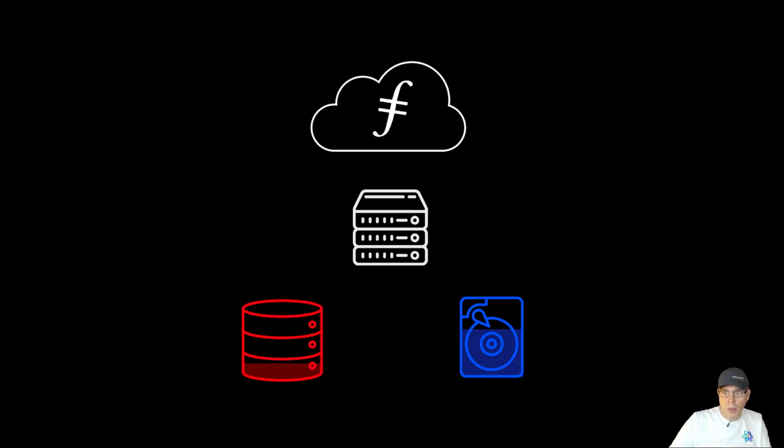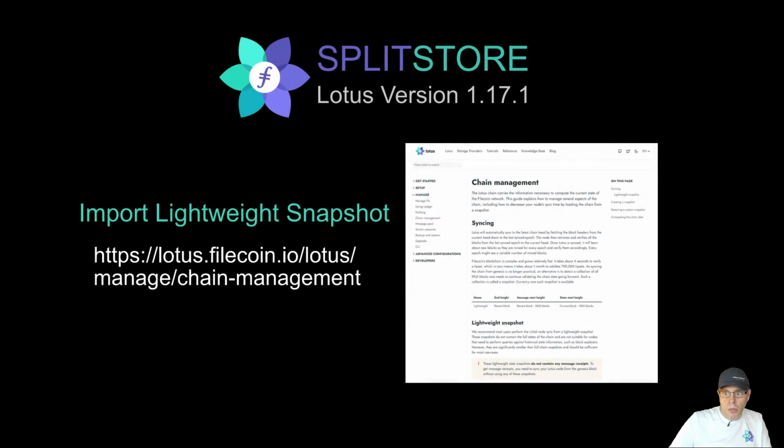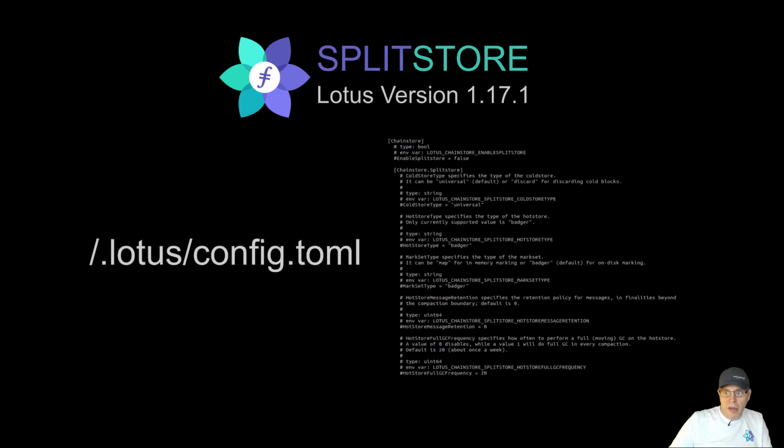So let's have a look at how we can enable and manage the SplitStore feature. The first step is to stop your Lotus daemon and download a fresh lightweight snapshot. All the instructions for doing this can be found in the Lotus Docs chain management page shown here. SplitStore settings can be found in your Lotus daemon config toml file, which is usually in the .lotus repo folder.